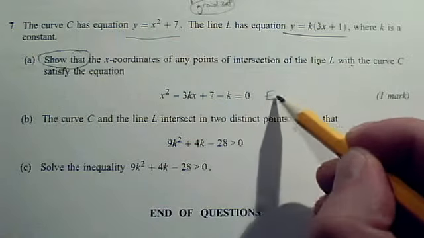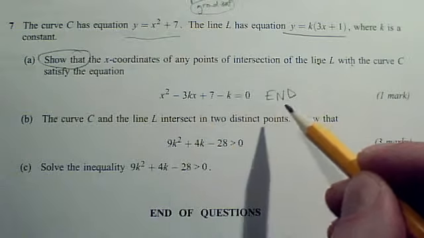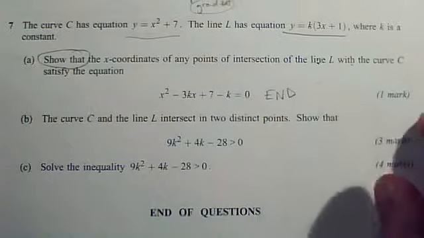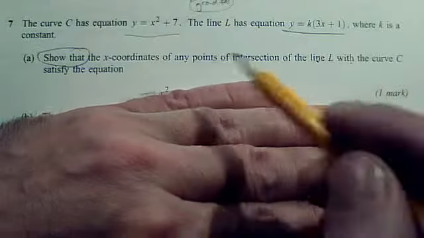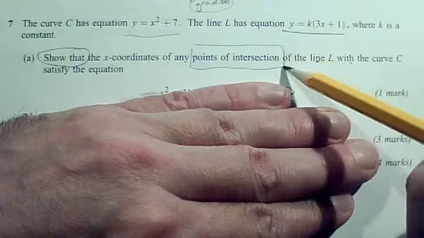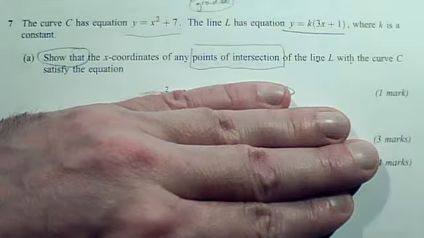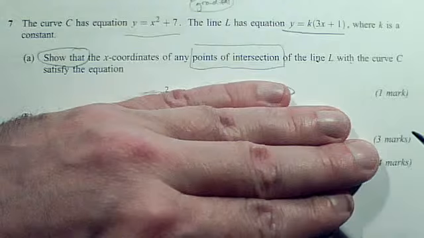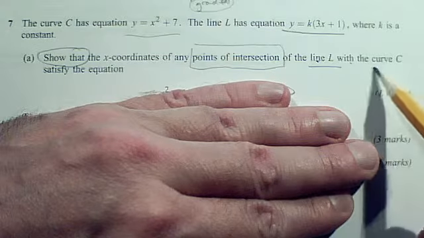This thing here is the end point. Don't even look at it until you've found the start point and worked with it. Okay? Forget all about that. The start point is points of intersection. And points of intersection is code for find some simultaneous equations for the line and the curve.